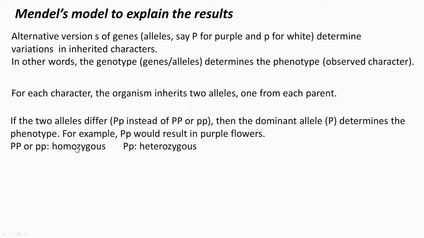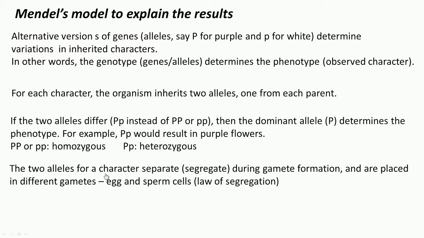In terms of terminology, if both are the same, either both capitals or both smalls, then they are considered homozygous, okay, they are the same, whereas if they are different, they are called heterozygous. Okay. Homozygous and heterozygous, these are commonly used terms, it is nice to know. If both are the same, homo, so homozygous; if both are different, hetero, so heterozygous.